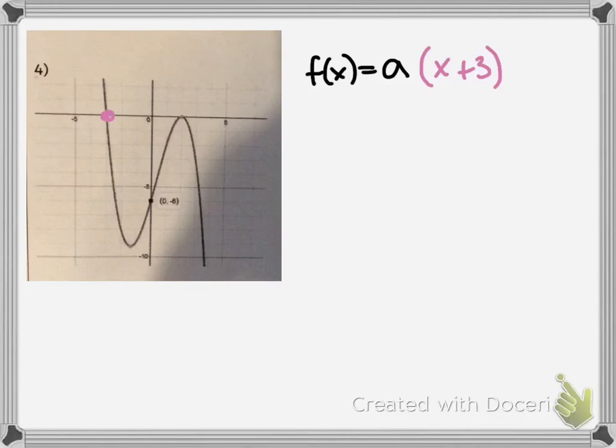Okay, and then I go on and I look for my next intercept, which we've got one right there. That's at 2. So I'm going to have x minus 2 opposite. And I see there that it is a bounce, so that means I have to have a squared on that. There are no other intercepts, so I cannot add any other factors. So now I need to find my a value.